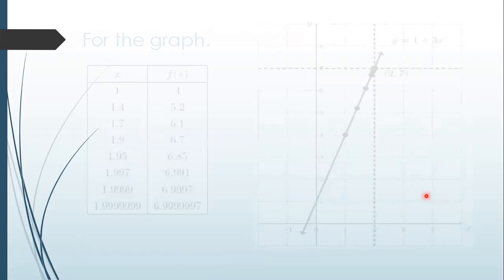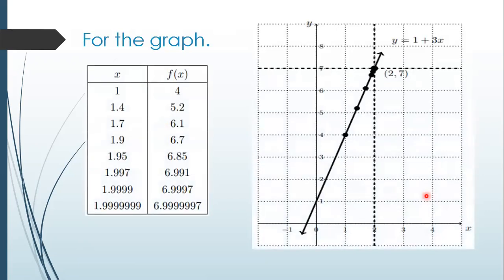Now, let's try another example. There is a graph here, so look at the graph. This graph explains and illustrates x as it approaches from the left. Here you start with 1 and then 4. So you have it here, 1, 4. This is the first plot. And then 1.4, 5.2. That's this point.